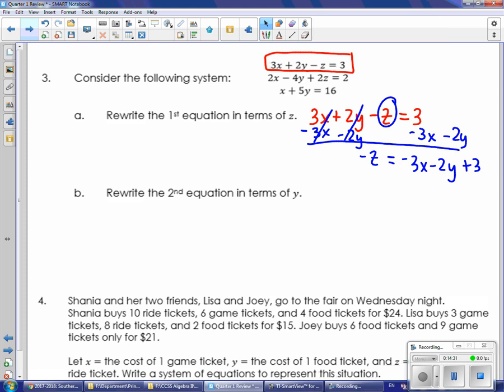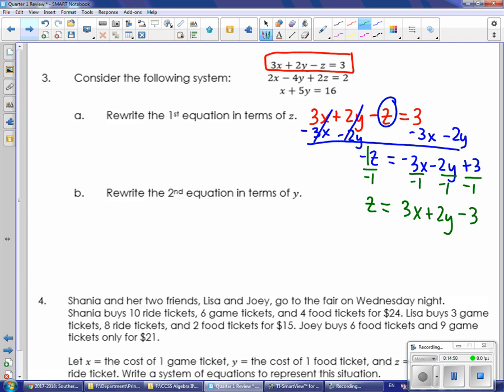That negative in front of the z is like a negative 1. And so if I want to get z by itself, I still have to divide by negative 1. And if I divide both sides by negative 1, I ultimately have to distribute that negative 1. So z would ultimately be a positive 3x plus 2y minus 3.